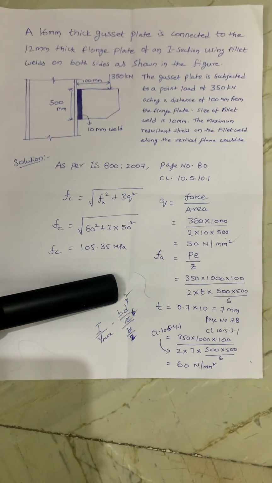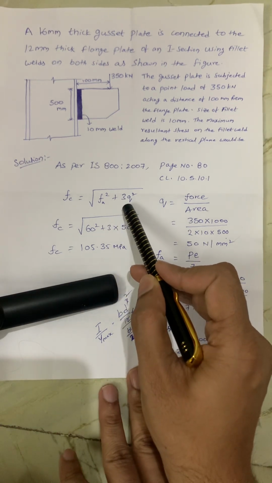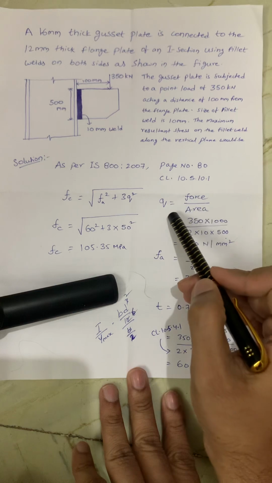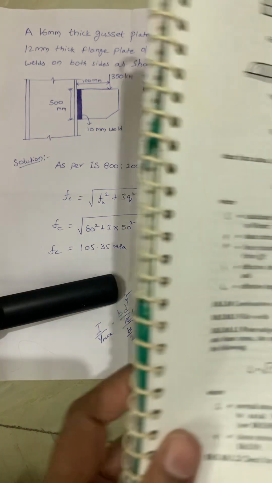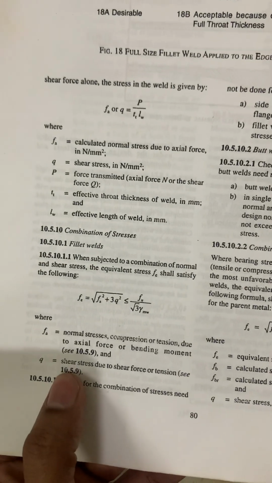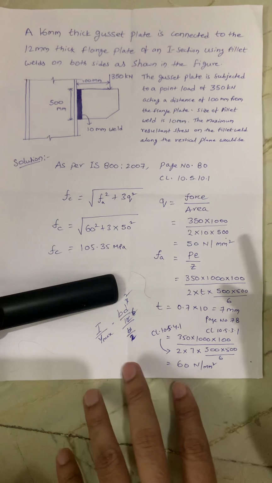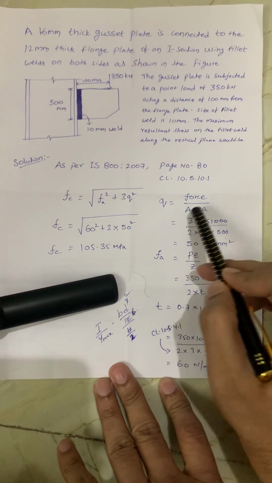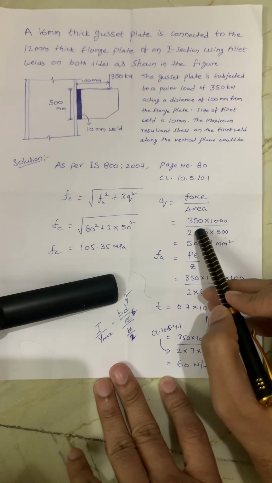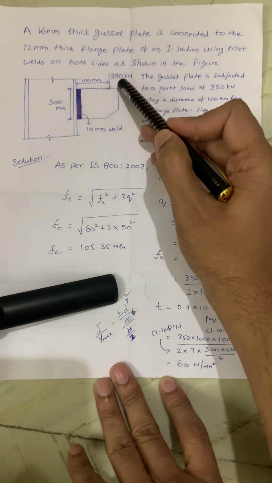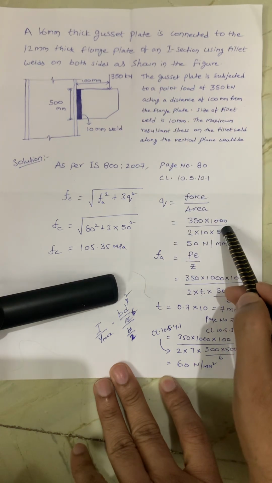So this is the normal stress formula. And first I am going to find the q value. We know that q is nothing but shear stress due to shear force or tension. Here it is mentioned shear force due to tension. So we know the shear stress formula, load by area or shear force by shear area. That is, load is nothing but this one, 350 kilonewtons, that's why I wrote it as 1000.